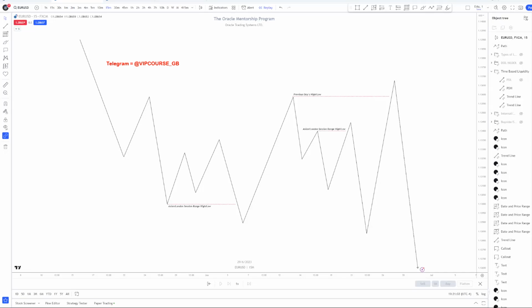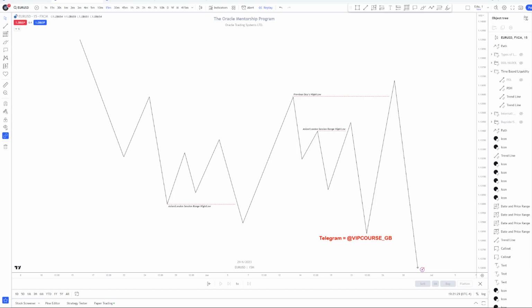The next form of liquidity is time-based liquidity. So this means areas of liquidity that are a result of time in the market, okay? So this comes in two forms: session range liquidity, as well as previous daily highs and lows, okay?